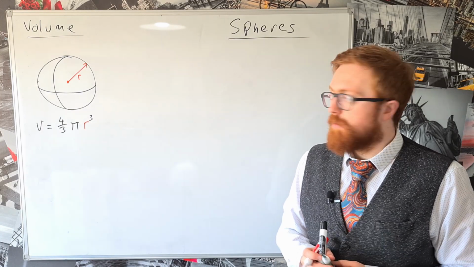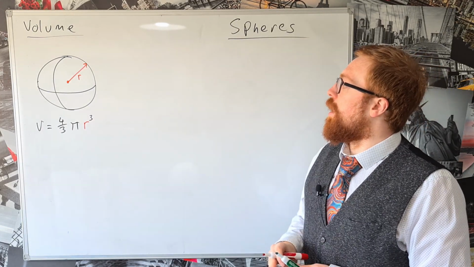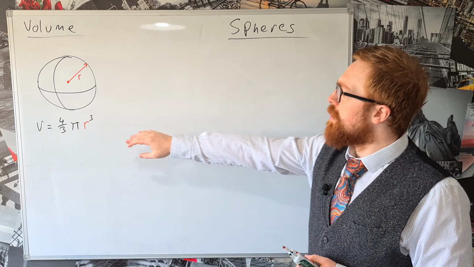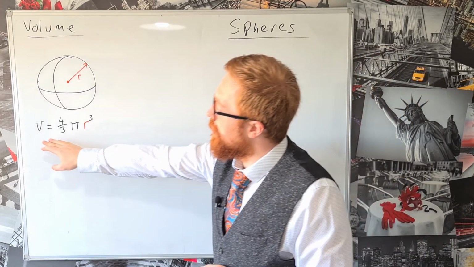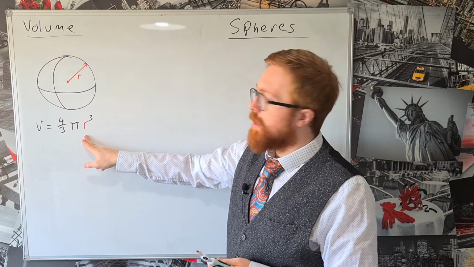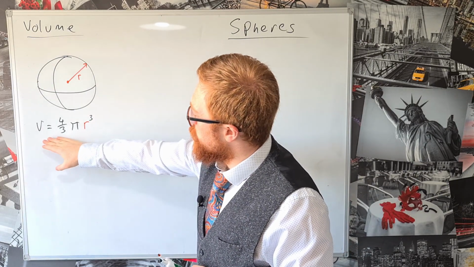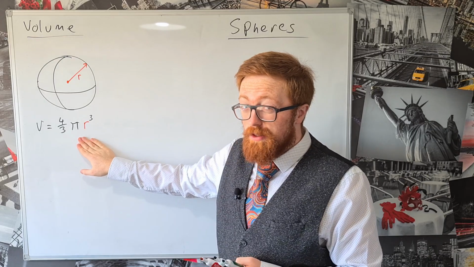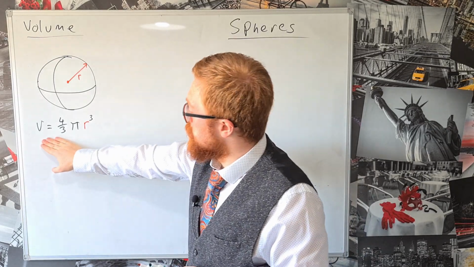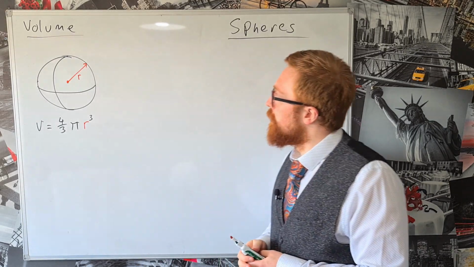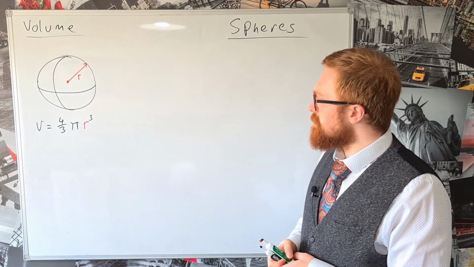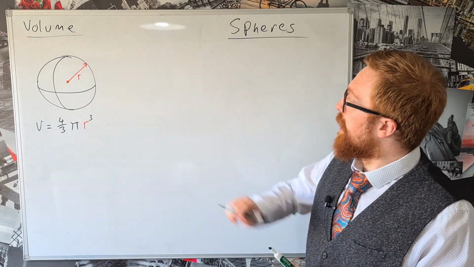Hi there, in this video we're looking at calculating the volume of spheres. We're going to use this formula where the volume of a sphere is 4/3 times pi times the radius cubed. The easiest way to derive this is using a bit of calculus, which we might do in another video, but just for now you'll have to trust me that is the volume of a sphere. So let's have a quick look at an example.